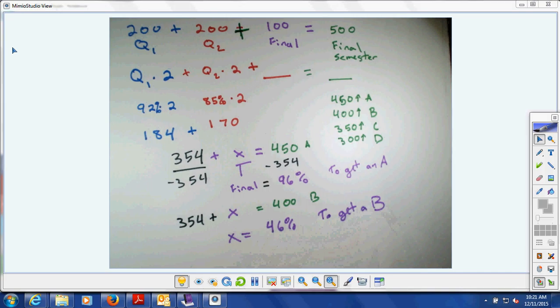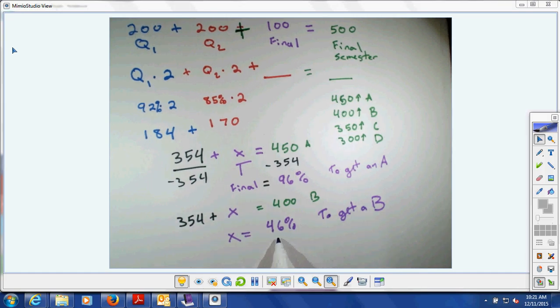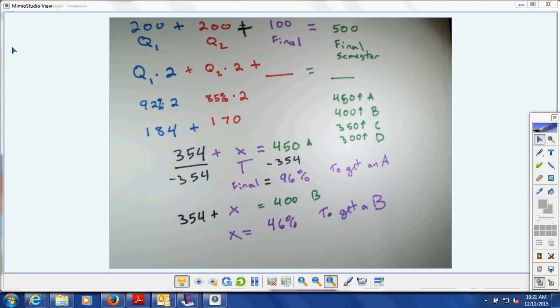a B. And then if this number is a negative, that means you're guaranteed. If this number is over 100, unless you get extra credit, it will be impossible. Does that make sense?